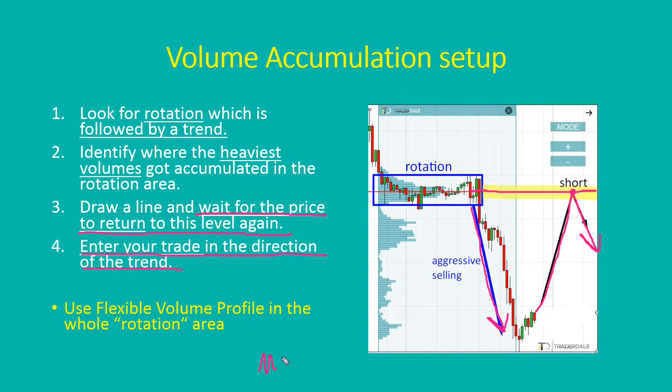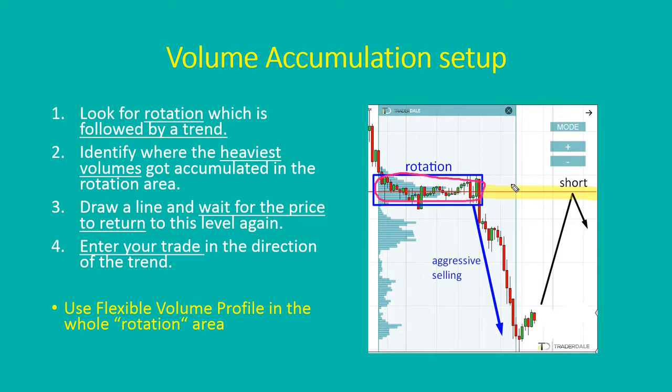If there was a rotation followed by an uptrend, pullback, then from this place, from the place where the volumes were the heaviest, you would be going long. Alright? So this is how the setup looks like. And the logic behind the setup is this. In this rotation, volumes got accumulated.